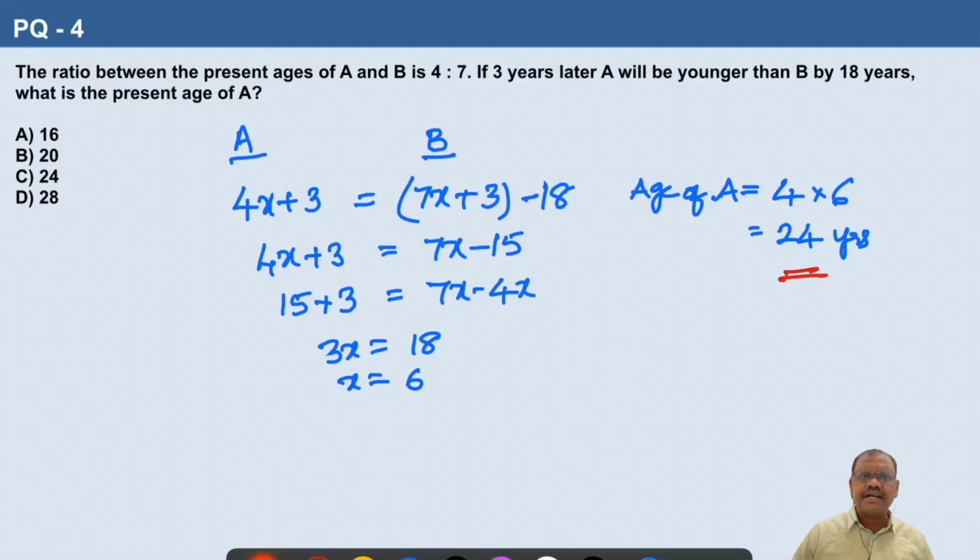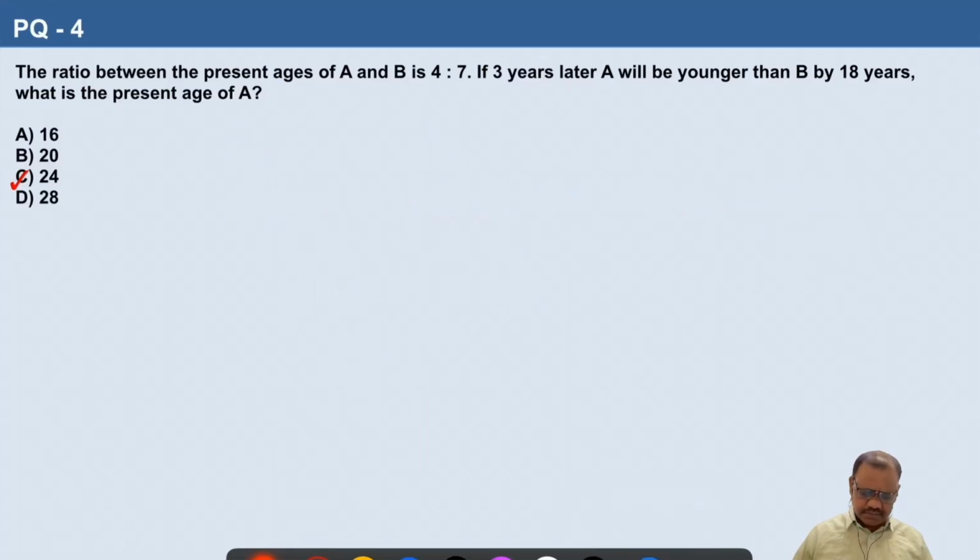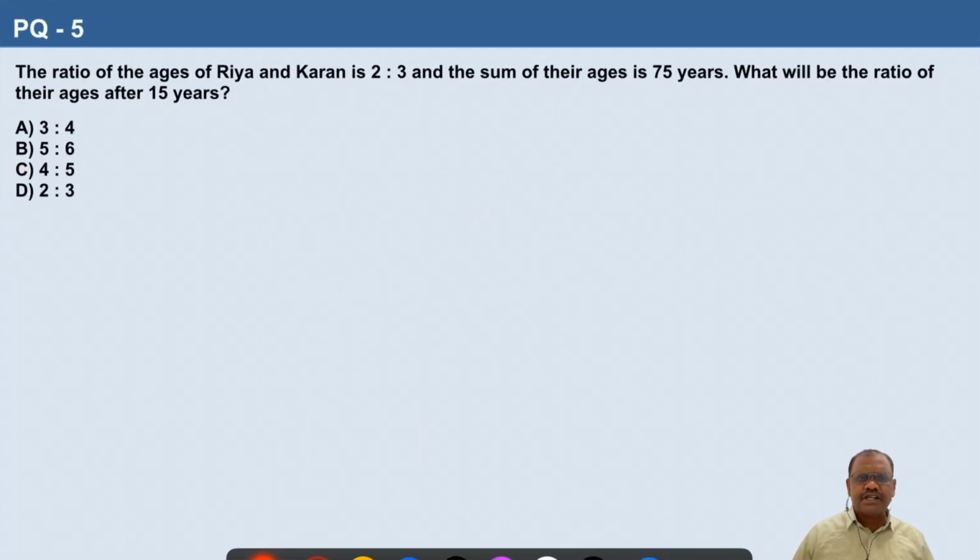24 years is the age of A. Option C is the correct answer. Question number 5. The ratio of the ages of Ria and Karan is 2:3, and the sum of their ages is 75 years. What will be the ratio of their ages after 15 years?